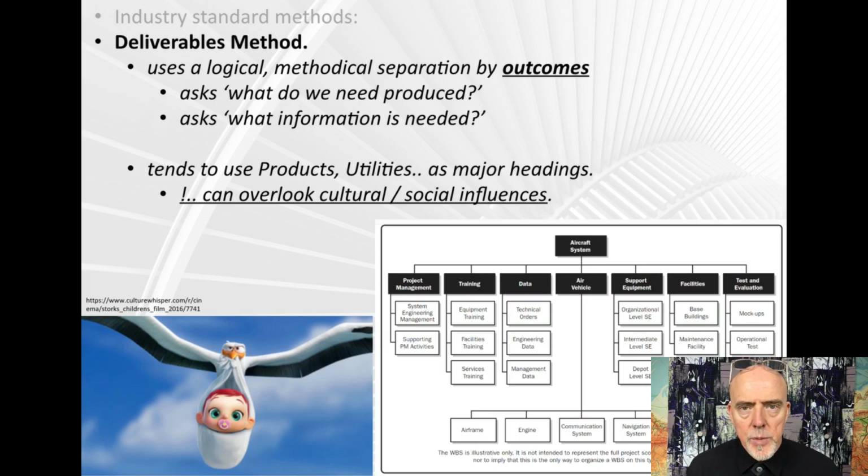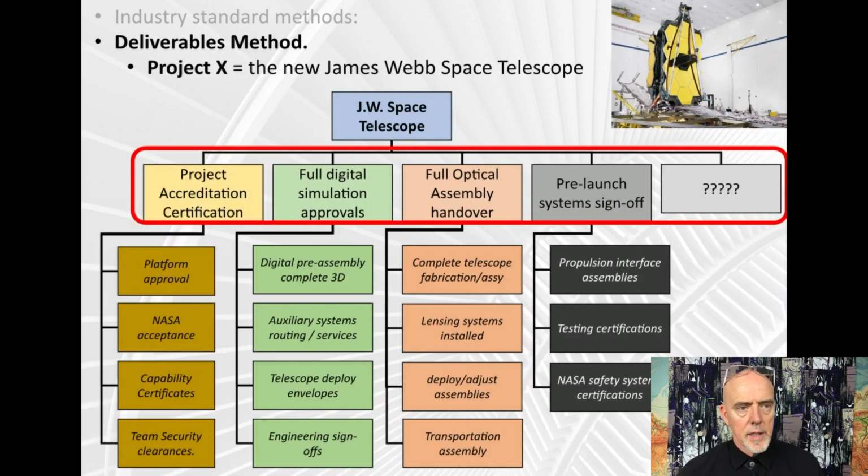So if we use our space telescope, because we need the complexity in this example, the crew may say, well, the first thing we need is to get project accreditation certification, and there are all the tasks associated with that. It's only once we have that we can do the next one, and that's the full digital simulation. And once we get approval for that, then we can go to the full optical design. And so only once we've got handover, we can... so we can see, yeah, it's based across time, so there's a sequence there, but this is driven by outcome, not just by when they start.